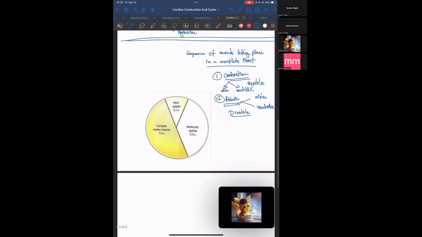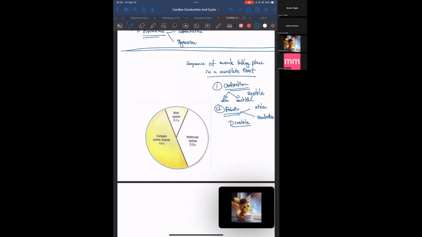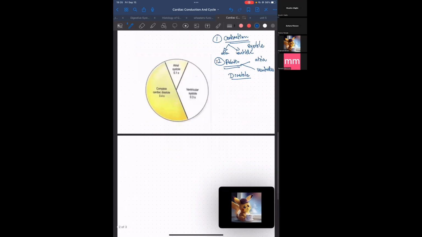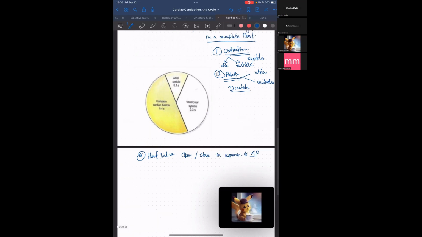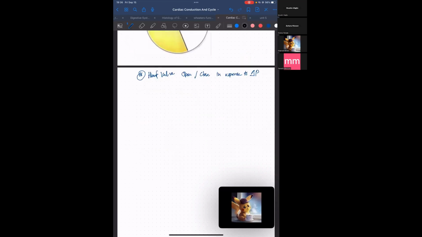So for that, the heart valves open or close in response to pressure difference. That's a key point that you have to remember. Okay, let me start, remember this as a story, and let me start with one point.